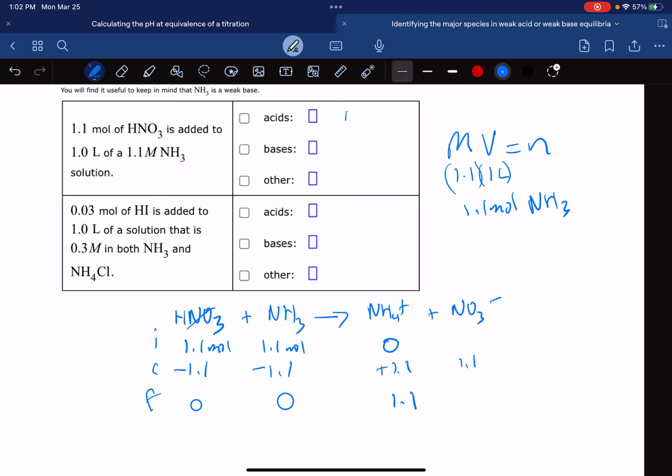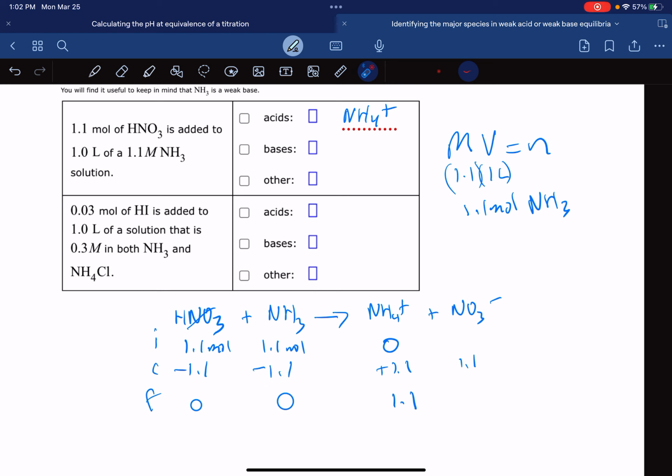So for our acid, we have NH4 plus. How about our bases? Well, the only base that we had to start off with, wasn't it this guy over here, the NH3? And we have none of it. So we have 0 bases right here. So we're going to not have any of that.